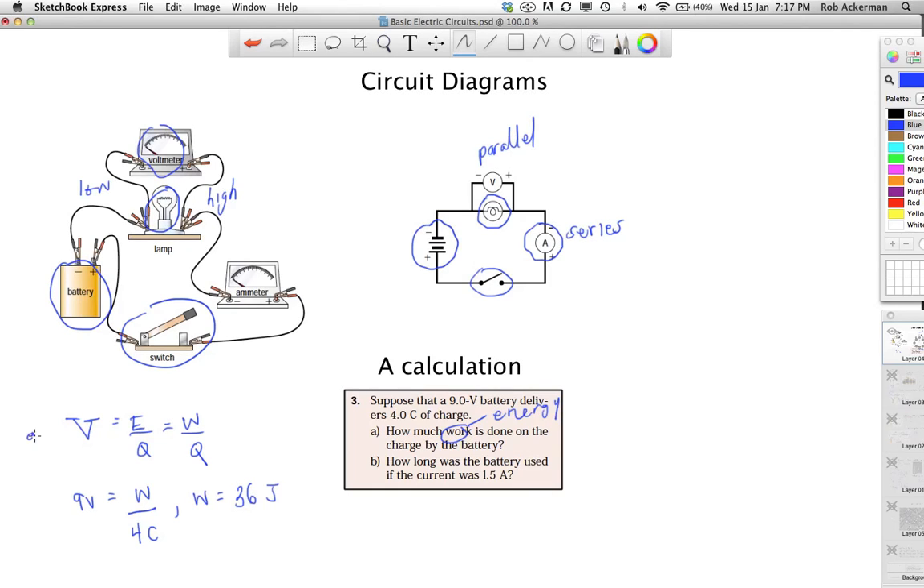That's part A. Part B, how long was the battery used if the current was 1.5 amps? So this time they give you current, and they ask you how long the battery was used, so we got to talk about time. Remember the formula? You have to memorize this. It's one of the facts of the video. Q over delta T. So we're going to sub in 1.5 amps equaling a charge of 4 coulombs divided by the time. Time is going to come out to 4 divided by 1.5, which I think is somewhere around 2.67. So we get 2.7 seconds sig figged.